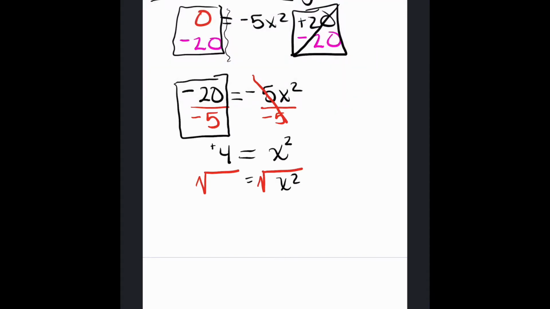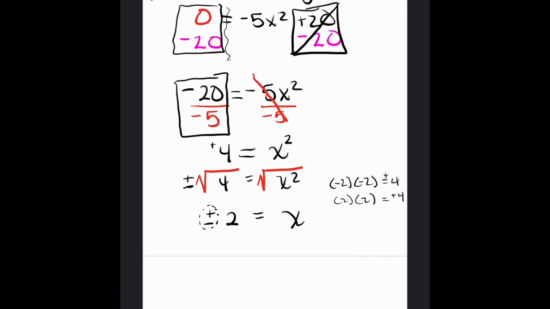The square root of x squared is just going to be x. The square root of 4, remember it's plus or minus 2. Remember we practiced this little plus or minus last time. Technically there's one here. The only reason is because negative 2 times negative 2 equals positive 4, and positive 2 times positive 2 equals positive 4. So technically the square root of 4 is positive 2 and negative 2.